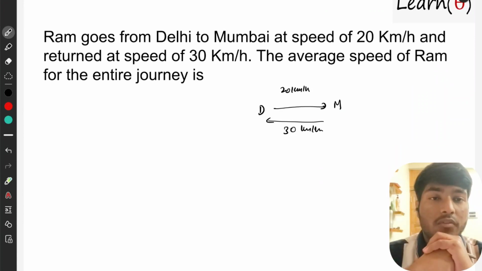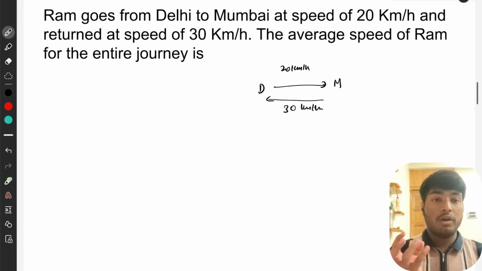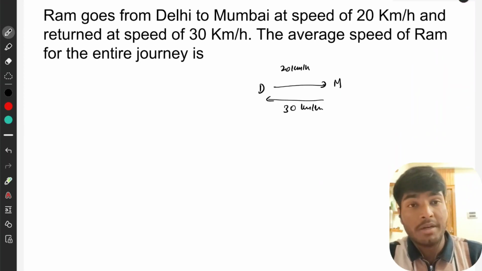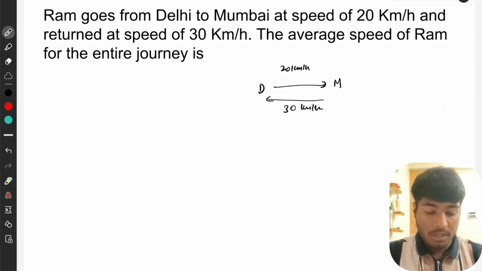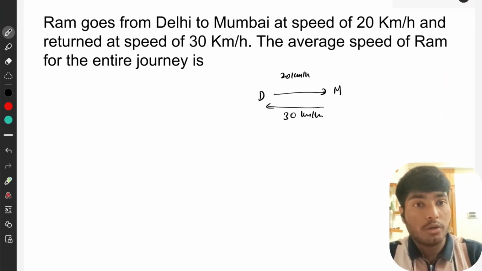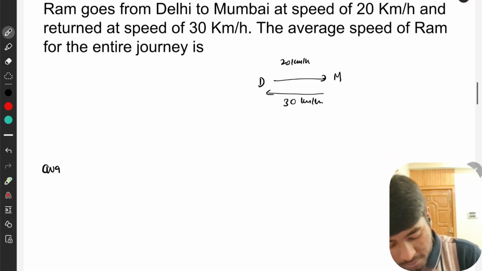Now I'm thinking, what is the right answer to this question? What you can do in this question is take an approximate value. I will also give you a shortcut formula after this question. Do I know the value of the time in this question? No. Do I know the distance? No. I know that the speeds are given and I need to calculate the average speed.